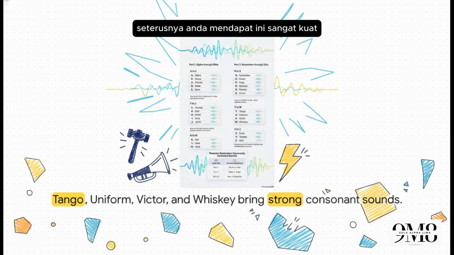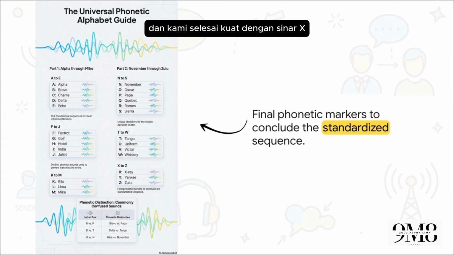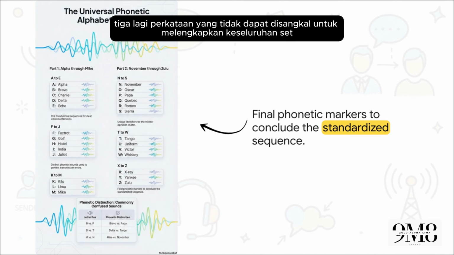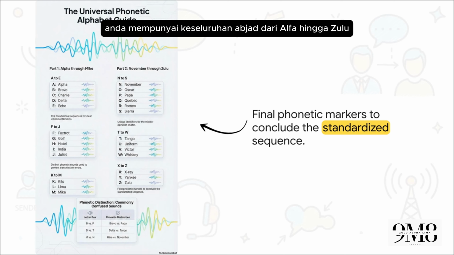Next up, you get these really strong, punchy words: Tango, Uniform, Victor, Whiskey. These words have these hard consonant sounds, like that sharp T in Tango or the V in Victor, that are literally engineered to just slice right through any static or interference. And we finish strong with X-ray, Yankee, and Zulu, three more unmistakable words to complete the whole set. And just like that, you've got the entire alphabet, from Alpha to Zulu.